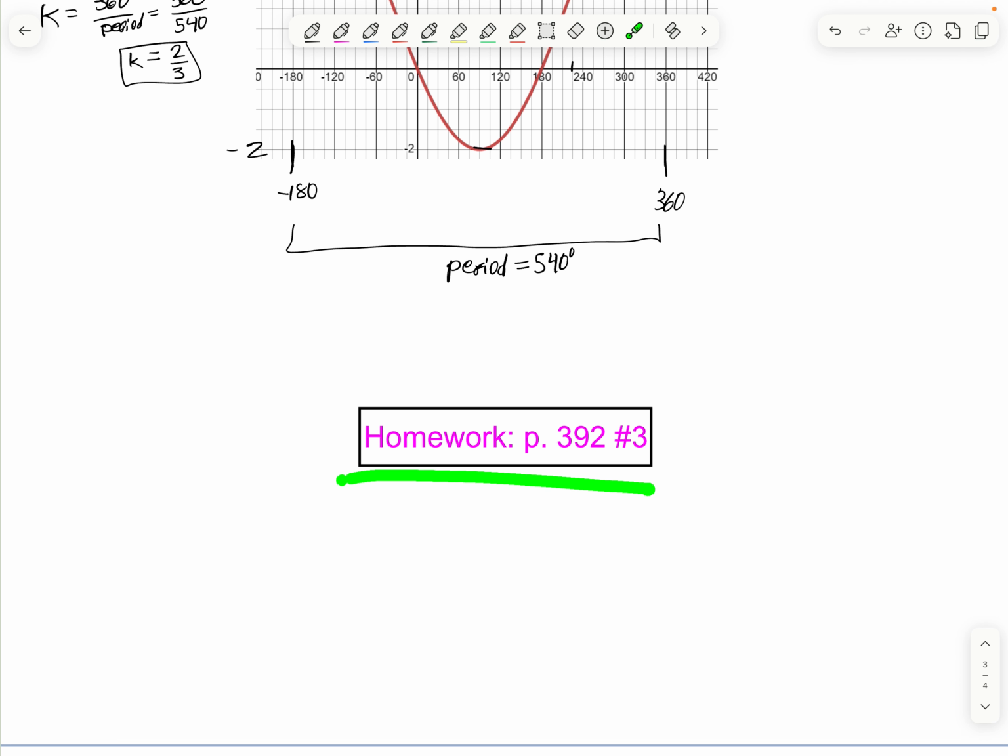Okay, so here's the homework from the Nelson Functions 11 textbook. It's just one question here from page 392. So go ahead and give that a try.